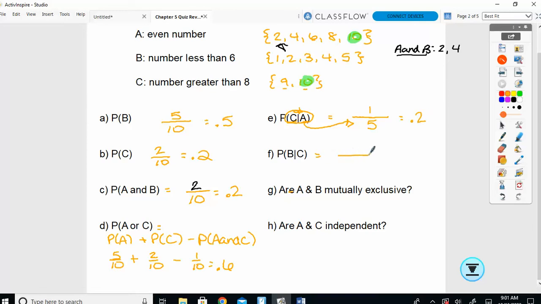Let's do another condition. B given C. So your given is your denominator. So my denominator is set C. How many numbers are in set C? 2. The top is looking for the overlap, B and C. How many numbers show up in both set B and set C? 0. If I know it's in C, it does not show up in B, so that one is 0. That's impossible.